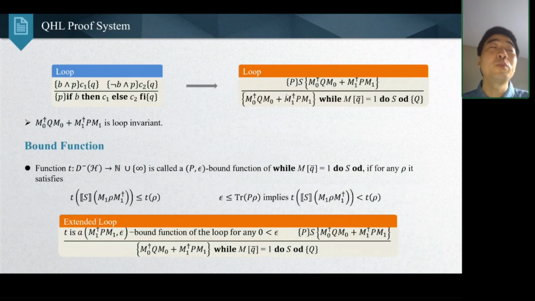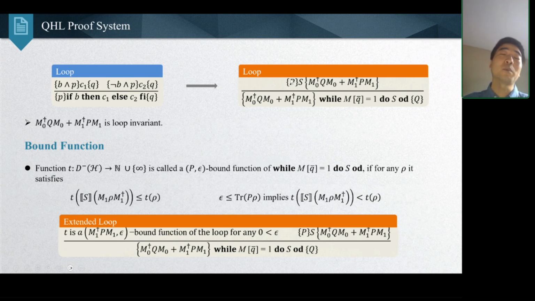And the loop rule is more complicated. So you can see the classical loop rule is: B and P on C1 after C1 satisfy Q, and the negation of B and P after C2 satisfy Q. Then we have P while Q. But for the quantum loop rule, we have to change a lot of things.